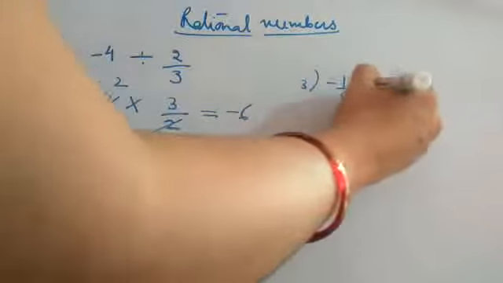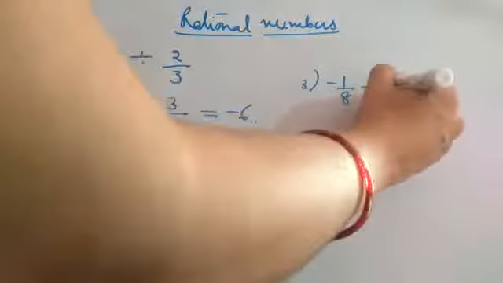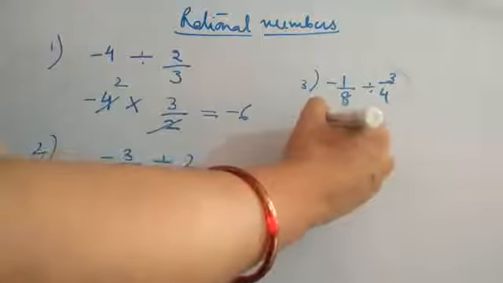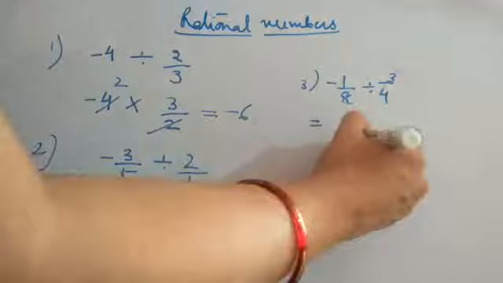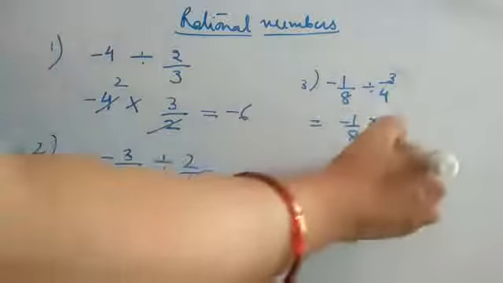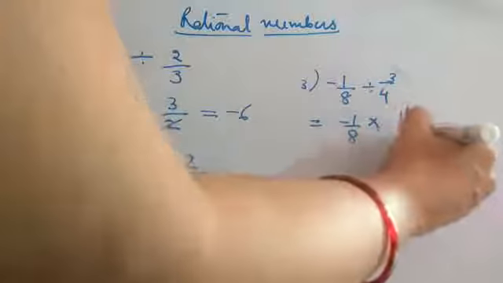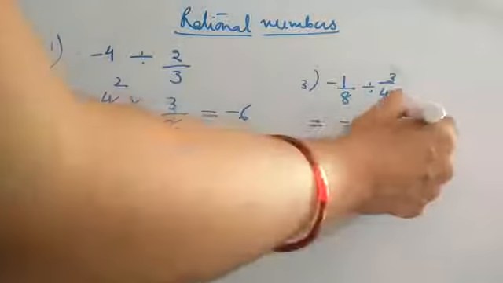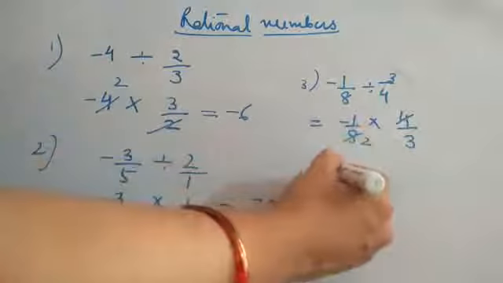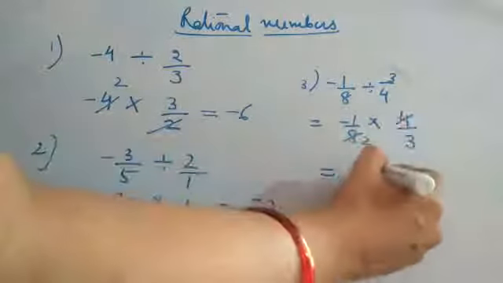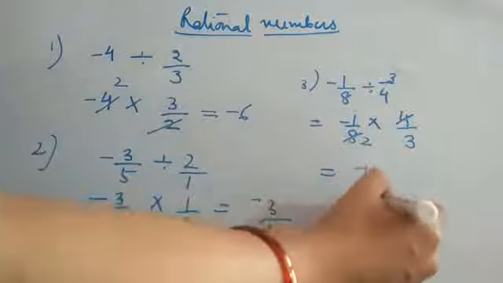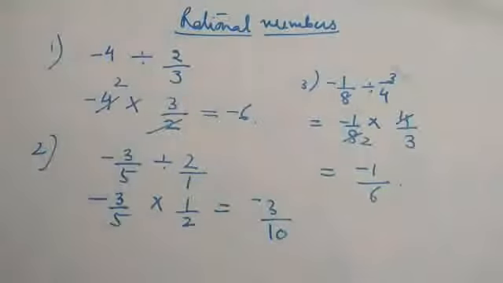Minus 1 upon 8 divided by 3 upon 4. Again, first number as it is. Division changed into multiplication and the second number is reciprocated. 4 2s is 8. Multiply the numerators, minus 1 and 2 3s is 6. This is how we divide.